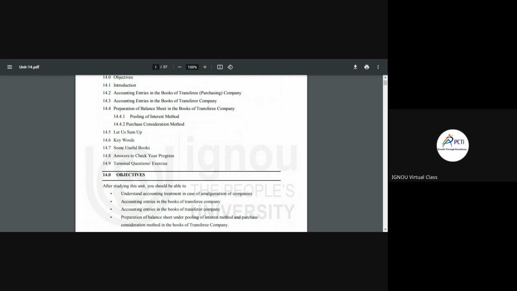There are two methods which we use basically. First one is pooling of interest method, second one is purchase consideration method.